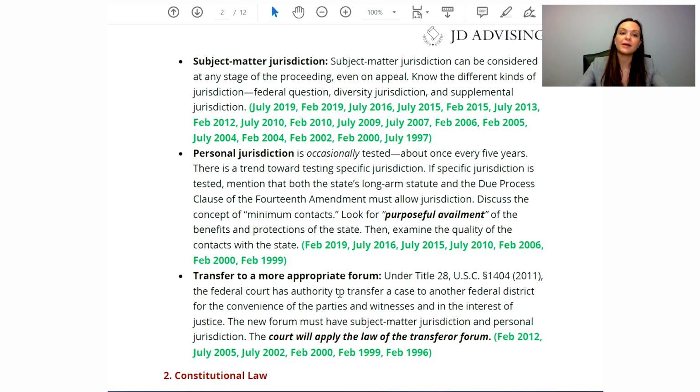So even if it's clear to you that supplemental jurisdiction is the correct answer, make sure you're following the correct approach and you're evaluating the other categories as well.